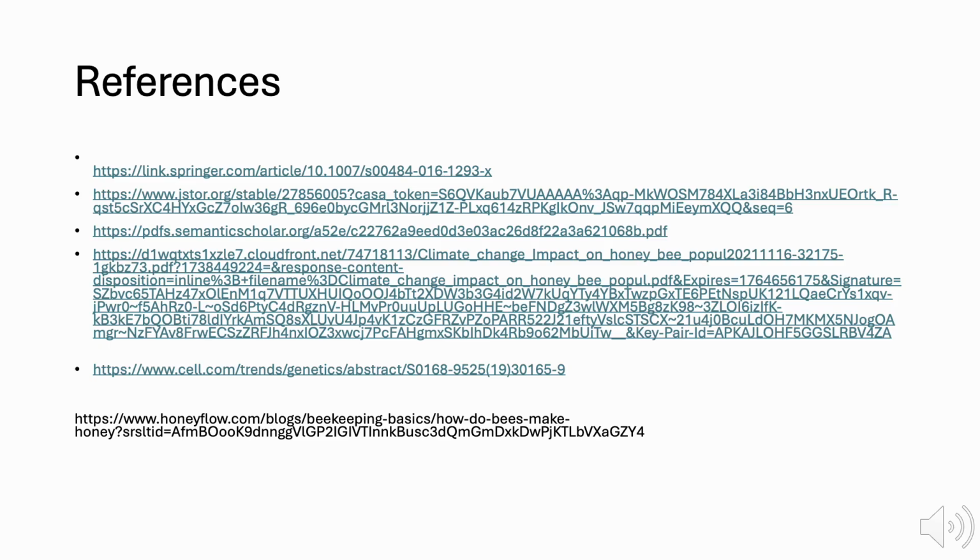Included here are my references. The ones in blue are the peer-reviewed papers, and the one there at the bottom is the reference for the how honey is made figure back on one of the early slides.